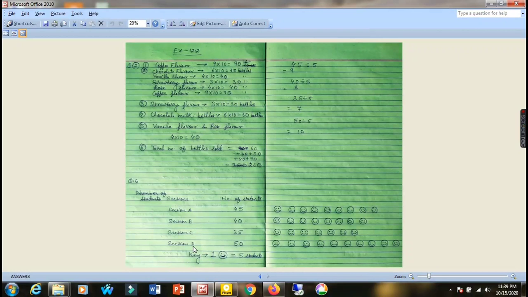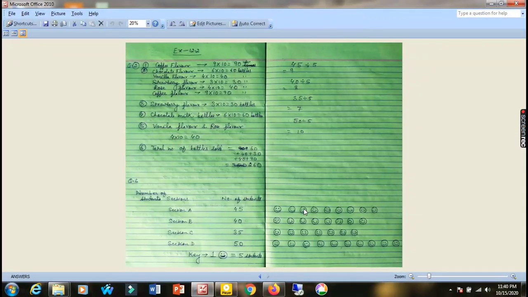Now next one is section D, total number of students 50. So we divide it by 5 and we get the answer 10. So the total number of smileys will be 10. Students, now a question can come to your mind: why are we dividing by 5? Why not another number? We are dividing by 5 because all the numbers can be divided by 5 easily. So we divide these numbers by 5, and when we get the answers 9, 8, 7 and 10 respectively, we draw that many images, or smileys, in the book or copy.